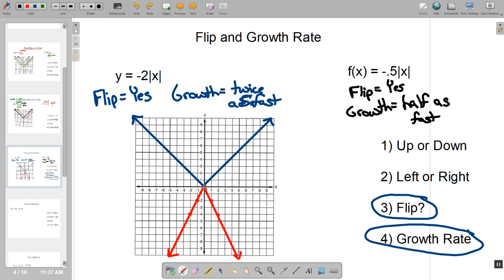So the vertex is still here. We still flip. So now if I plug in the value of 1, I'm going to be going down a half. So I go 1 and then down a half. So I go there. If I plug in a value of 2, 2 times a half is 1, or -1. So there is my growth rate now. It's going to be wider because I'm growing half as fast.